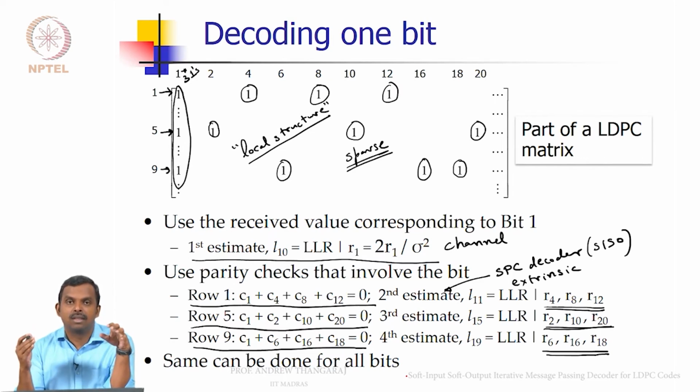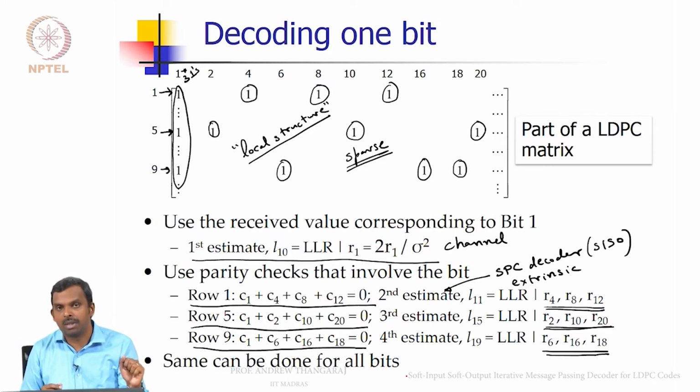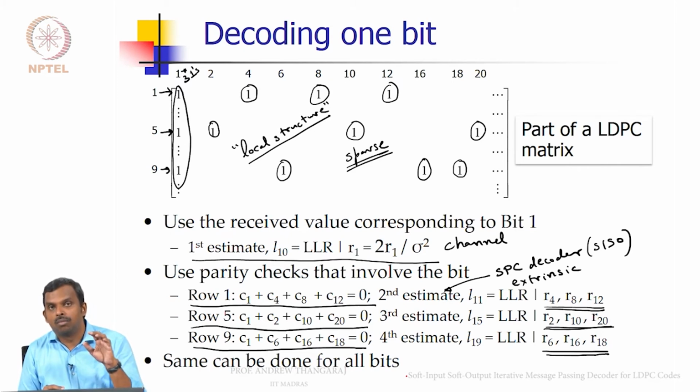So, that is the trick to this. That is the essential ingredient in an LDPC code. You use the local structure and get more estimates for a particular bit.